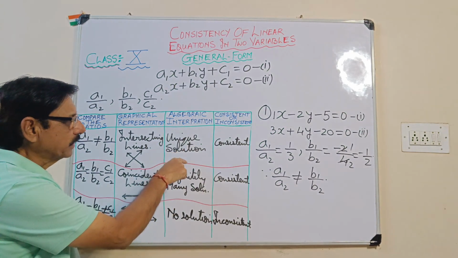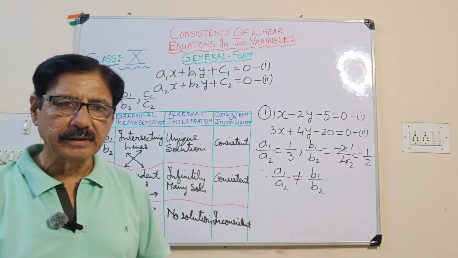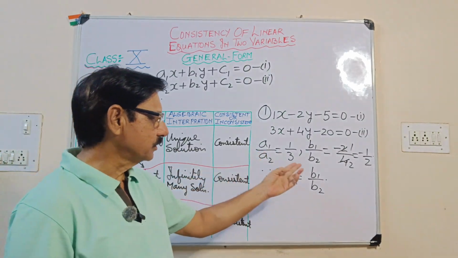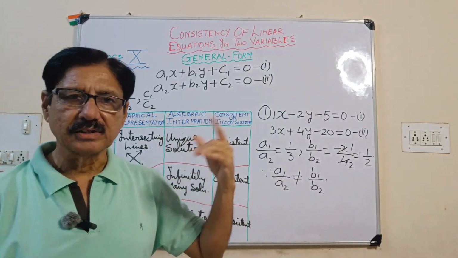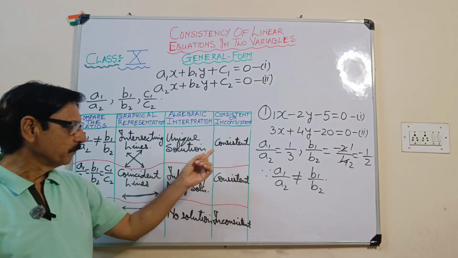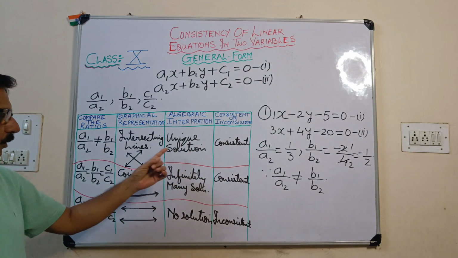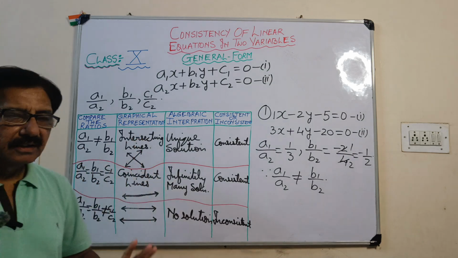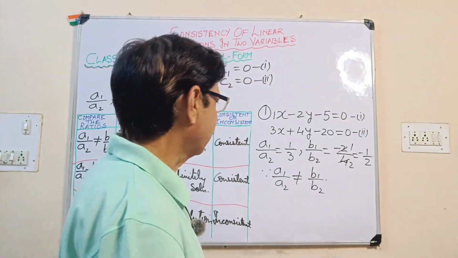If we solve algebraically, the solution will be a unique solution, and because we are getting a solution, this pair of linear equations is consistent. So we have checked that this pair of linear equations is consistent. The algebraic interpretation is a unique solution, and the graphical representation is intersecting lines. In this way we have very easily checked.